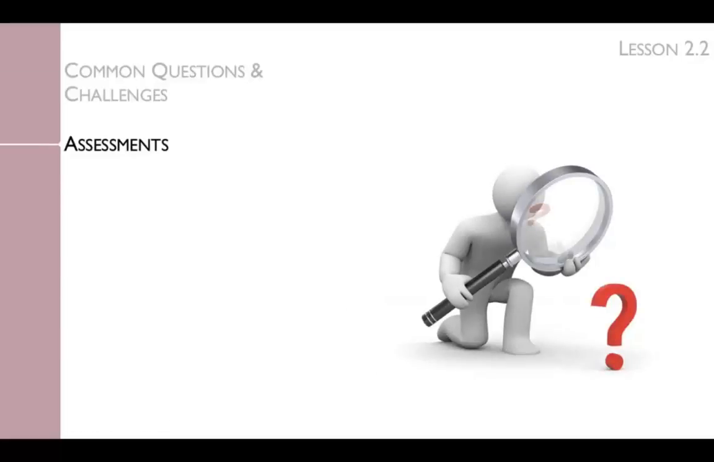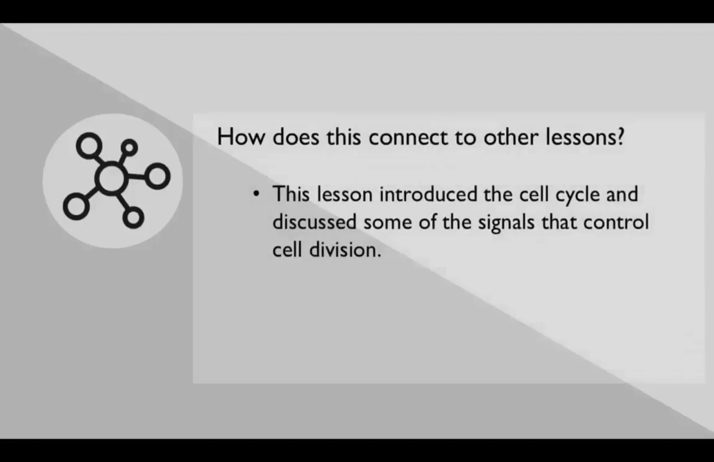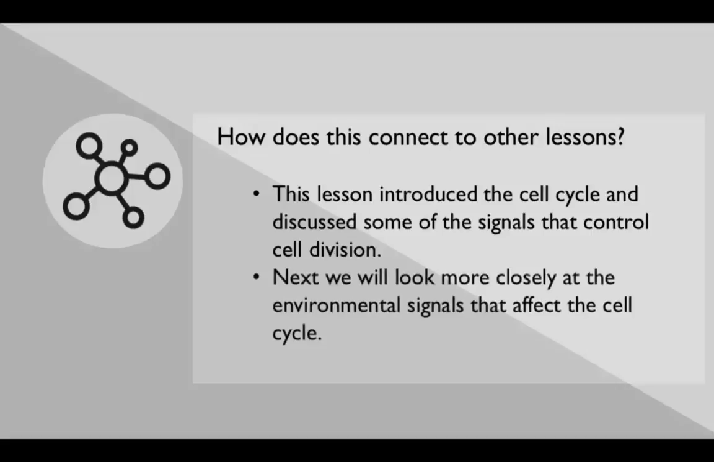At the end of the lesson, collect the lesson worksheets to assess students' explanations of the functions of drivers and checkpoints in the cell cycle. This lesson introduced the cell cycle and discussed some of the signals that control cell division. Next, we will look more closely at the environmental signals that affect the cell cycle.